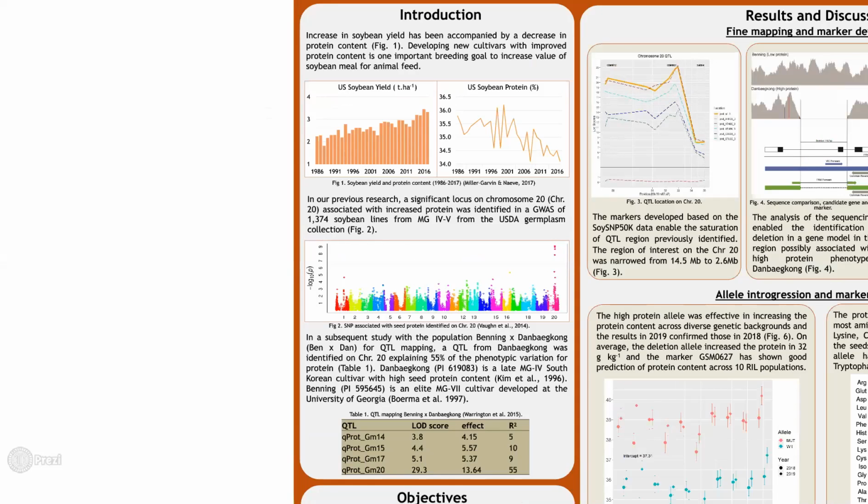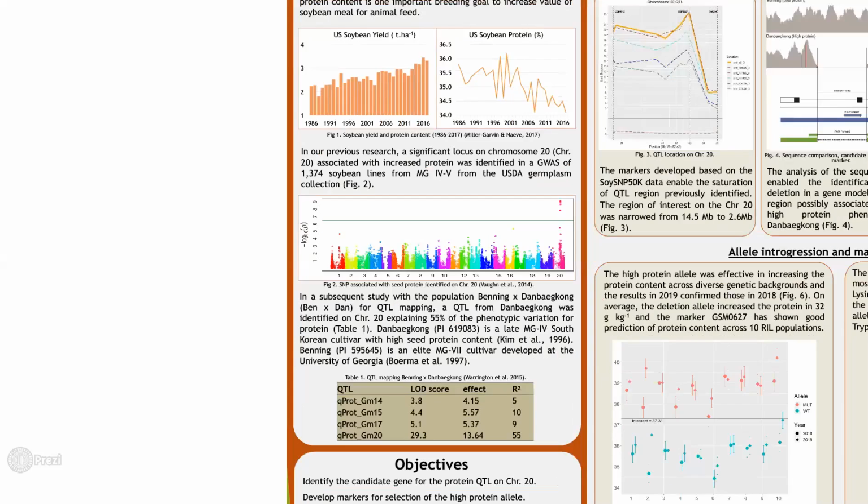levels also increase. A few years ago, our team conducted a GWAS on the USDA soybean germplasm and found a significant region on chromosome 20 that matched previous reports of a high protein QTL in that chromosome. Later, a mapping study identified the presence of a QTL on the chromosome 20 from the parent Dembakong, explaining remarkably 55% of the protein variation.